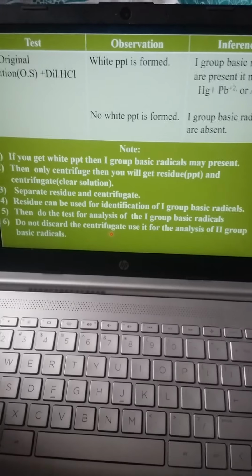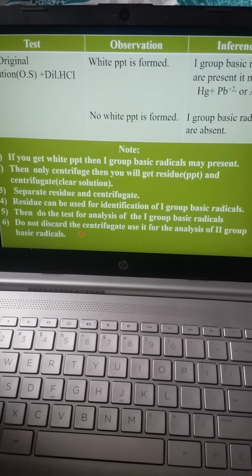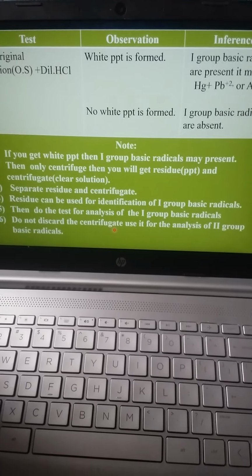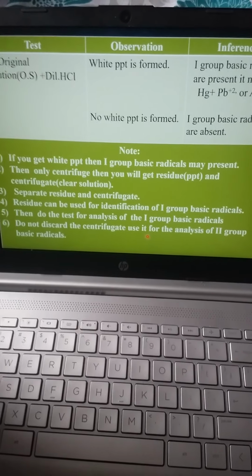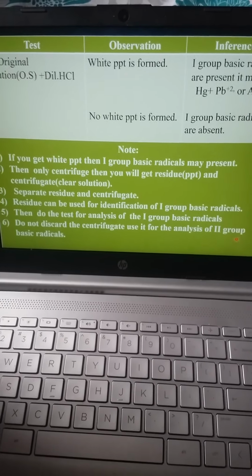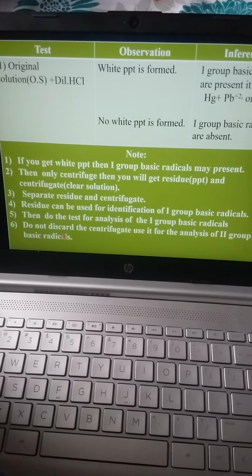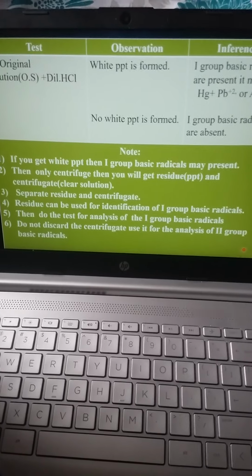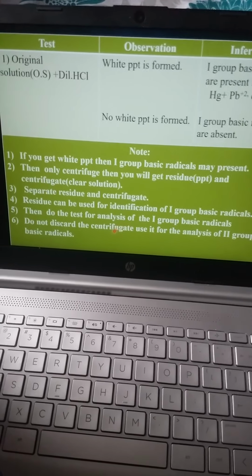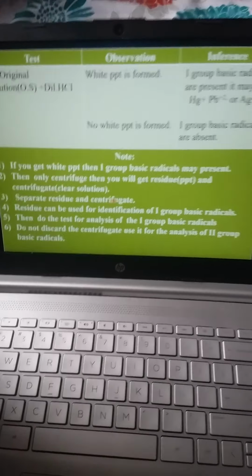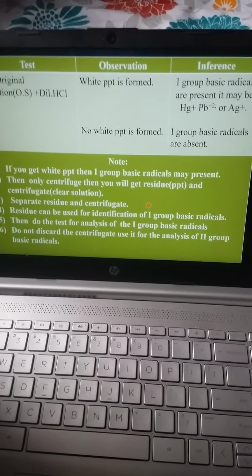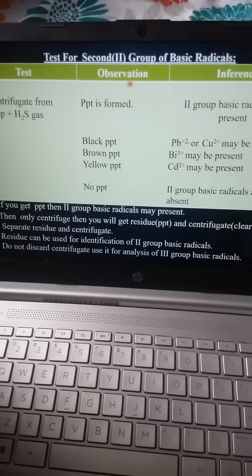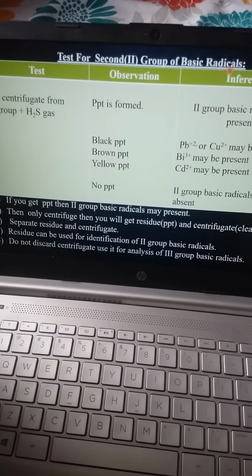Do not discard the centrifugate. This is a very important thing. Remember, do not discard the centrifugate. It is used for the analysis of second group basic radicals. By using the centrifugate, you have to analyze the second group basic radicals. So this is about the first group basic radicals detection. Next we will learn the test for second group basic radicals.